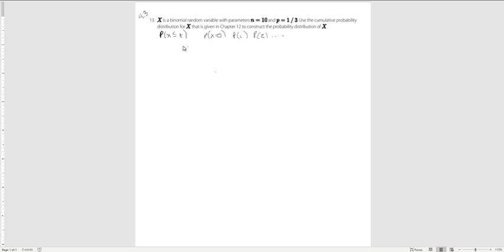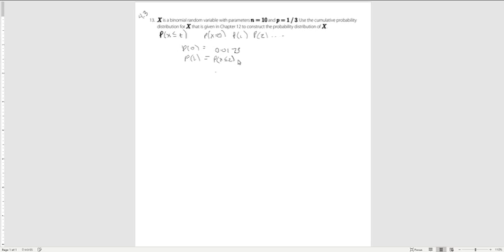So, probability that x is less than or equal to 0, we can pull that one directly off the table, which is going to be 0.0173.